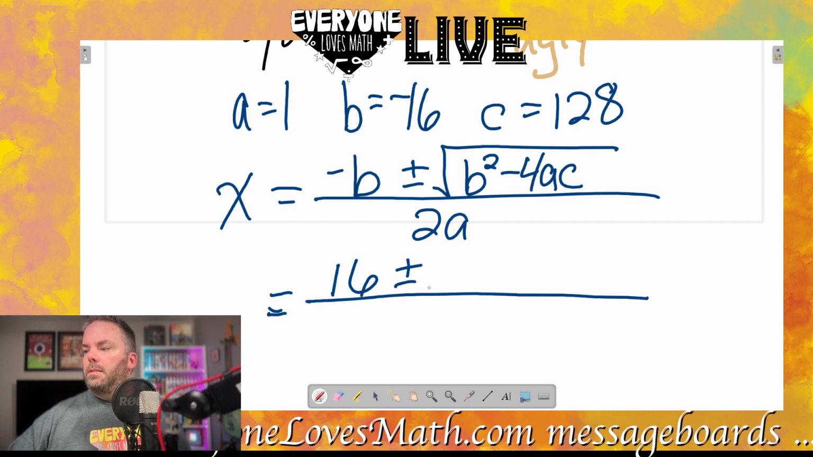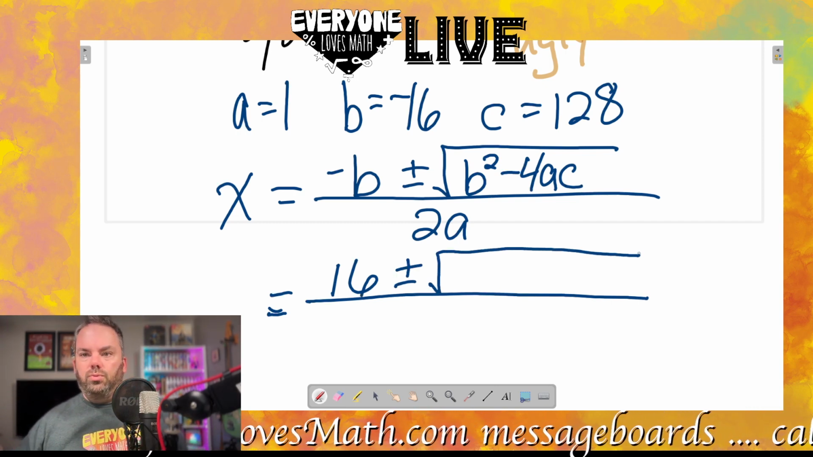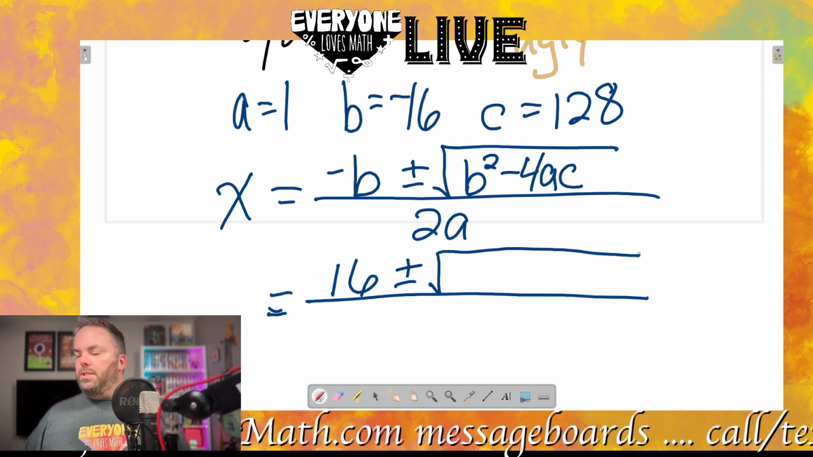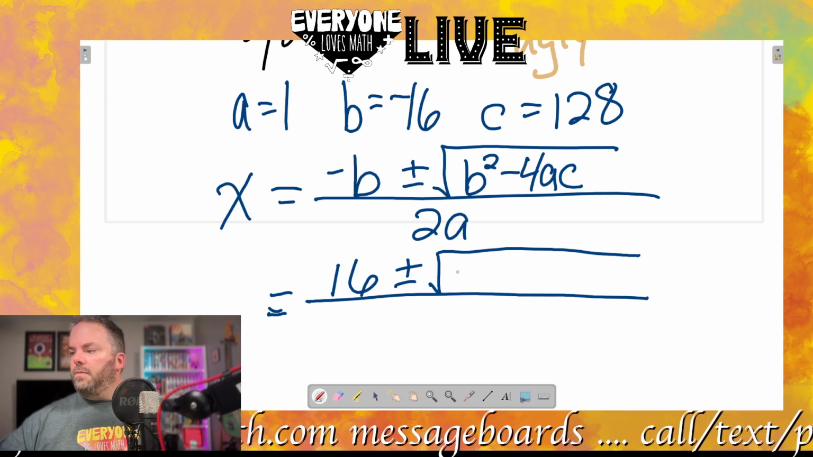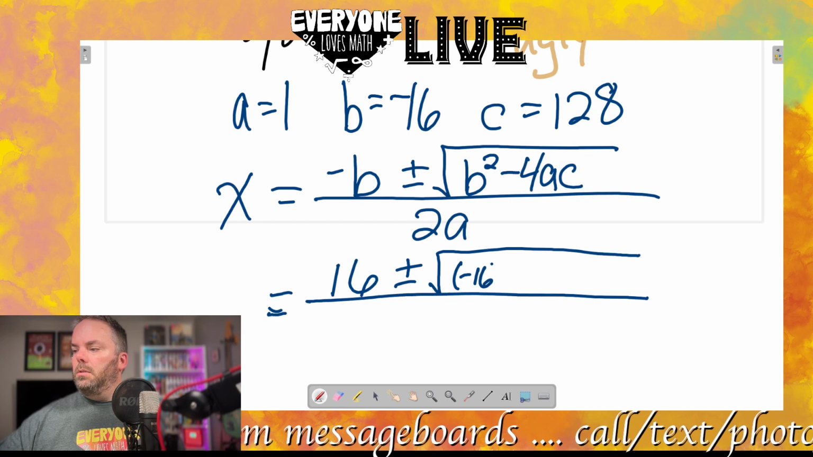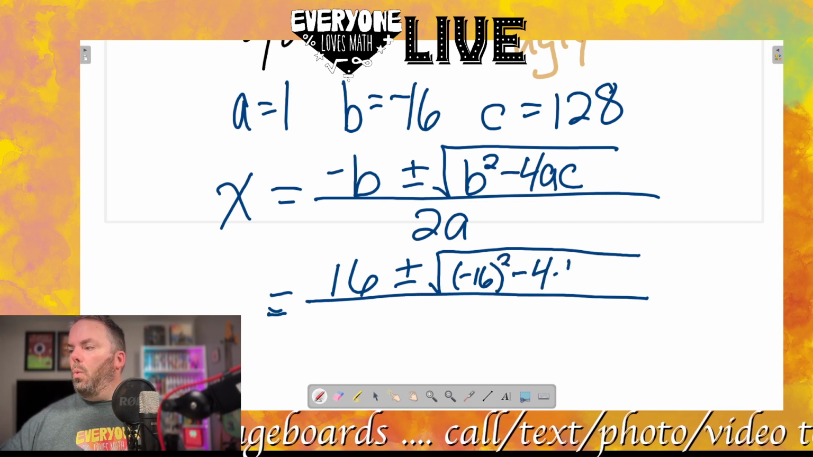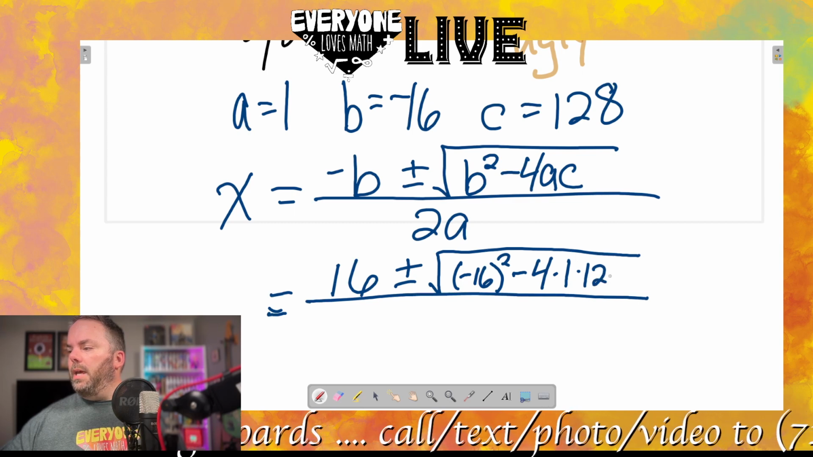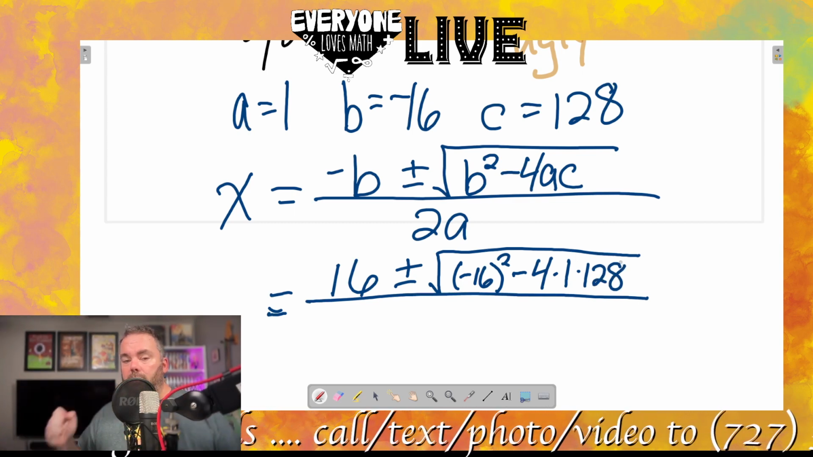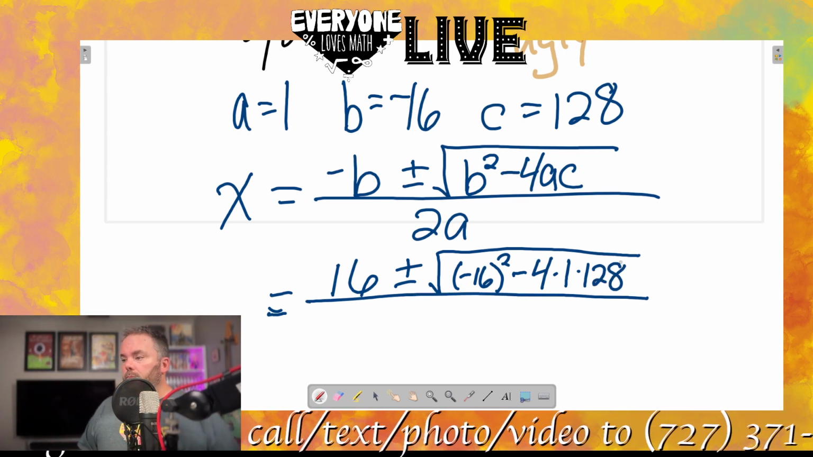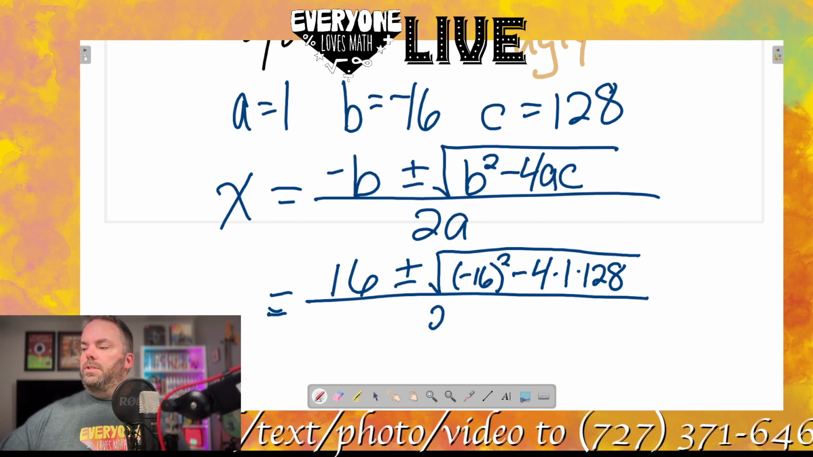All right. Plus or minus the square root of b squared. So that's going to be negative 16 squared. Okay. Minus 4 times 1 times 128. Right? That's 4ac. And then all divided by 2a, which is 2 times 1.